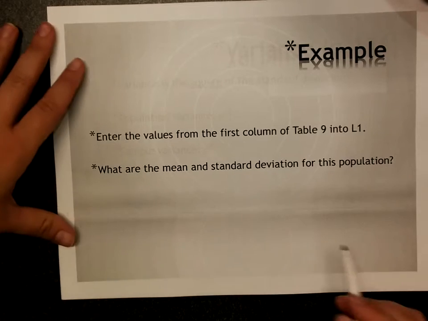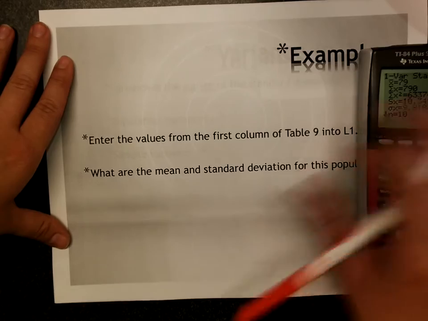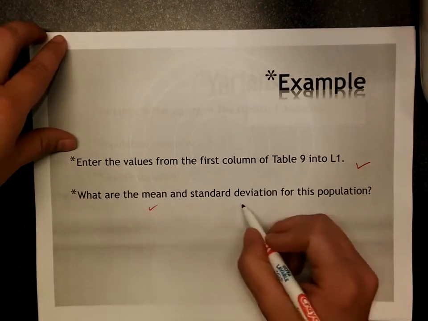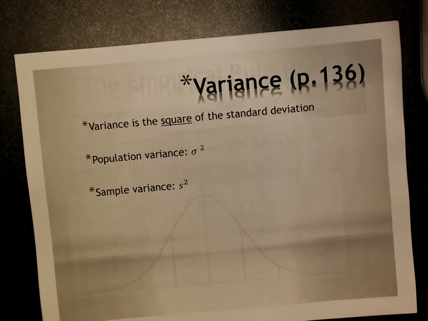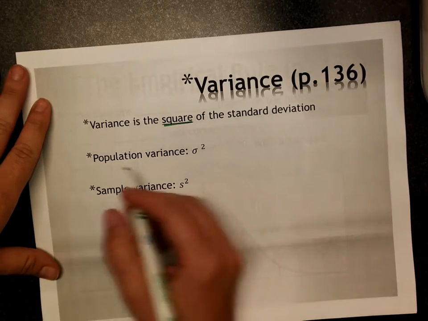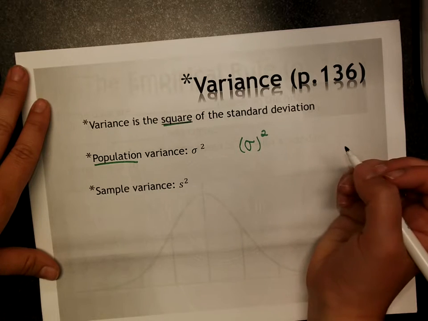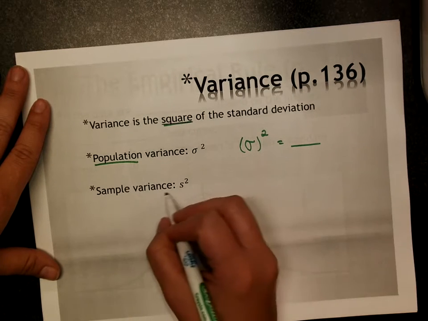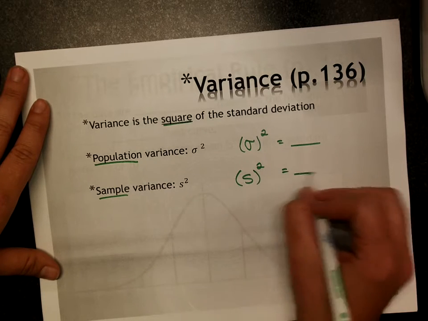All right, so we've already done all of that. We put all those data into L1, we've done the 1-Var Stats, and we've calculated those values. All right, the next thing is variance. Variance, we don't worry too much in this course. All you need to know is that the variance is the square of the standard deviation. So population variance is the standard deviation of the population, and all you have to do is square it. That'll give you variance. Sample variance is the sample standard deviation squared, and that gives you your answer.